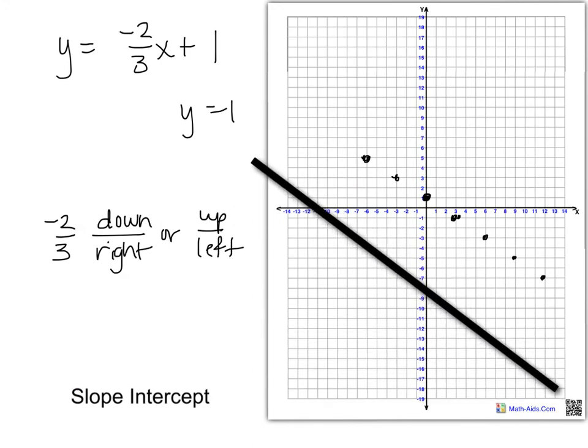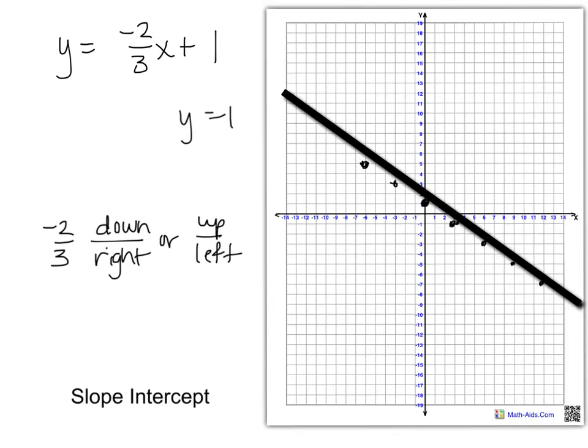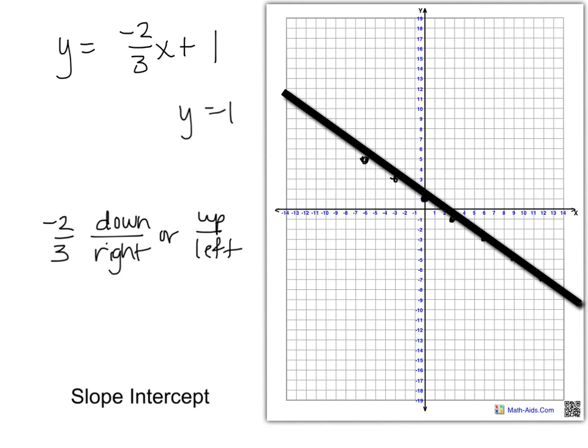Of course, you're using a straight edge, right? Of course, you're making your lines nice and straight and clean. Let me fix that. There you go. That looks a little bit better. And it would look something like that. A negative slope going in the downhill direction.